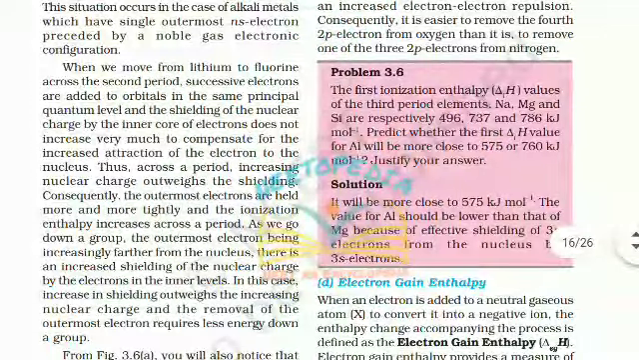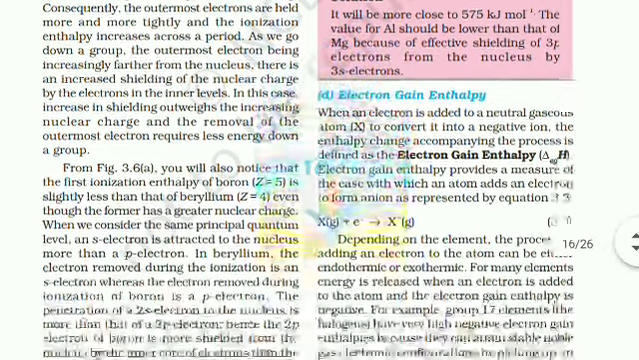Problem 3.6. The first ionization enthalpy values of third period elements sodium, magnesium and silicon are respectively 496, 737 and 786 kJ per mole. Predict whether the first ionization enthalpy value for aluminium will be close to 575 or 760 kJ per mole. Justify your answer. Solution: it will be closer to 575 kJ per mole. The value for aluminium should be lower than that of magnesium because of effective shielding of 3p electrons from the nucleus by 3s electrons.